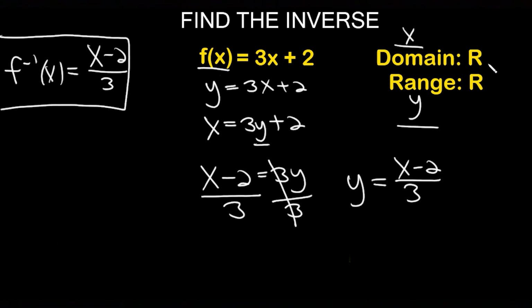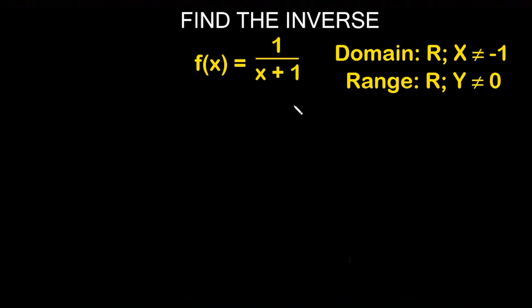Now this one's easy because for both the domain and the range of the original, it was all real numbers. So for my inverse function, I'm just going to keep it as all real numbers on both of them, okay? And that's it. So you can see my domain and range, all real numbers. All right, let's try another example. So here's my next example.